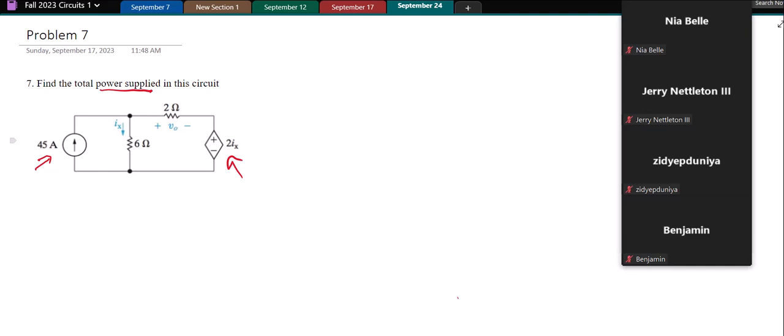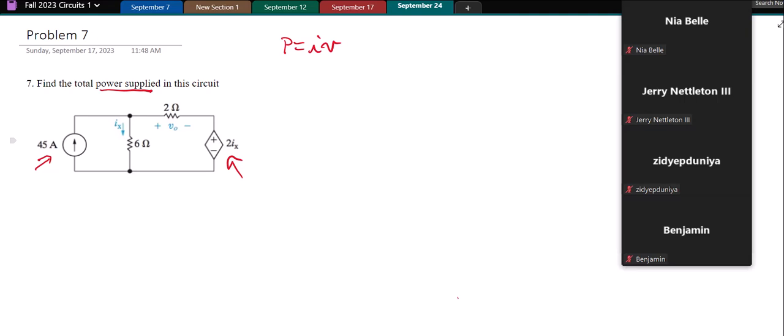In order to find the power supplied by these things, we have several different formulas for power, but the only ones that we can really use for sources is power equals IV. So for each of these sources, we need to find the current through the source and the voltage across the source. And not only that, this one has the extra twist that our voltage source over on the right-hand side is a dependent voltage source. It depends on the current going through the 6 ohm resistor.